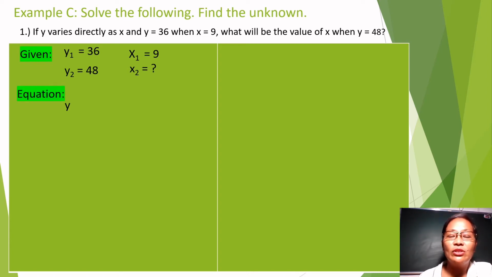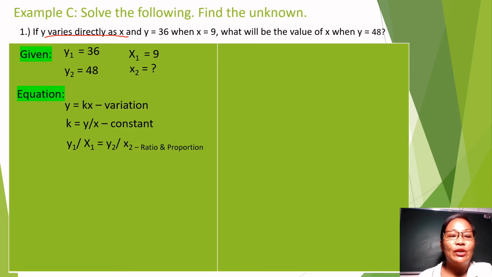Next, for our equation, of course, y is equal to kx is our variation because it says here y varies directly as x. And from that original equation, we can find the constant k is equal to y all over x. And again, in such problems, we cannot only use one solution. So we have a lot of solutions. So I'm going to add the equation ratio and proportion: y sub 1 over x sub 1 is equal to y sub 2 over x sub 2.